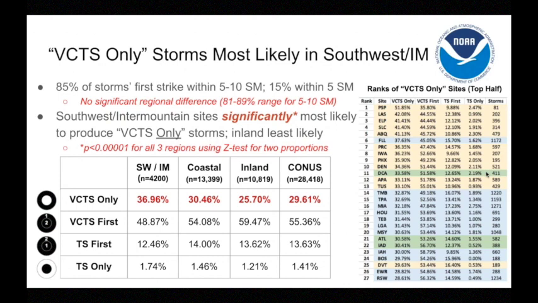And then to the right there, I have a screenshot of our data from Excel, and it's color coded to each region. This is just the top half. We're going to get more into it on the next slide. But just for reference, the yellow corresponds to the Southwest Intermountain region, the blue corresponds to the coastal region, and the green corresponds to the inland region.